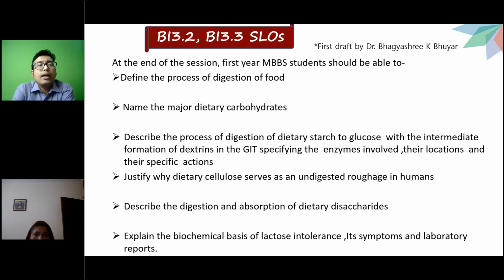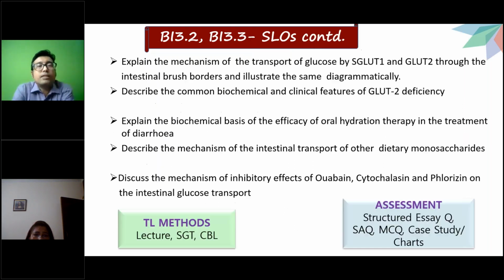We continue. Explain the mechanism of the transport of glucose by SGLUT1 and GLUT2 through the intestinal brush border and illustrate the same diagrammatically. Describe the common biochemical and clinical features of GLUT2 deficiency. Explain the biochemical basis of the efficacy of ORS, oral rehydration therapy, in treatment of diarrhea.